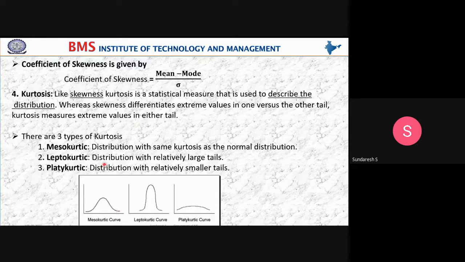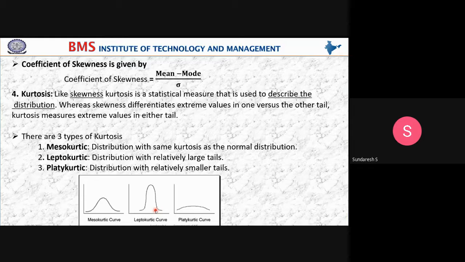The second one is called leptokurtic. Leptokurtic is a distribution with relatively large tails. Look at the tail over here. The end part which has more data, we call that leptokurtic. If the data is distributed in such a way that a larger number of values are clustered across the extreme ends, then we call it leptokurtic.